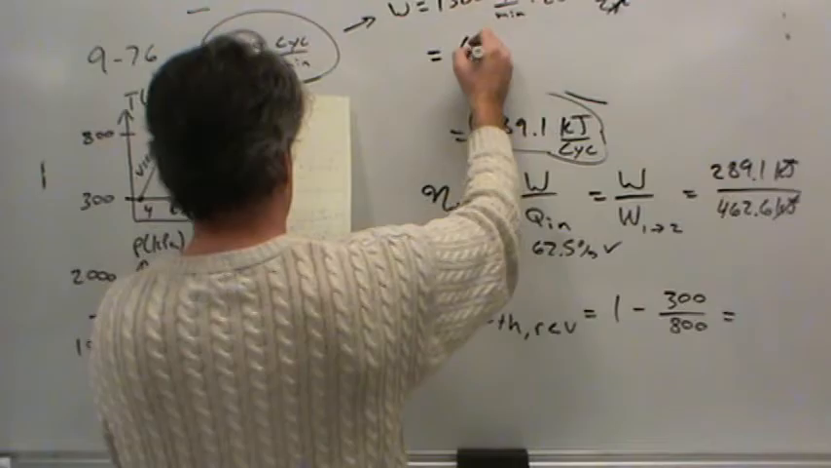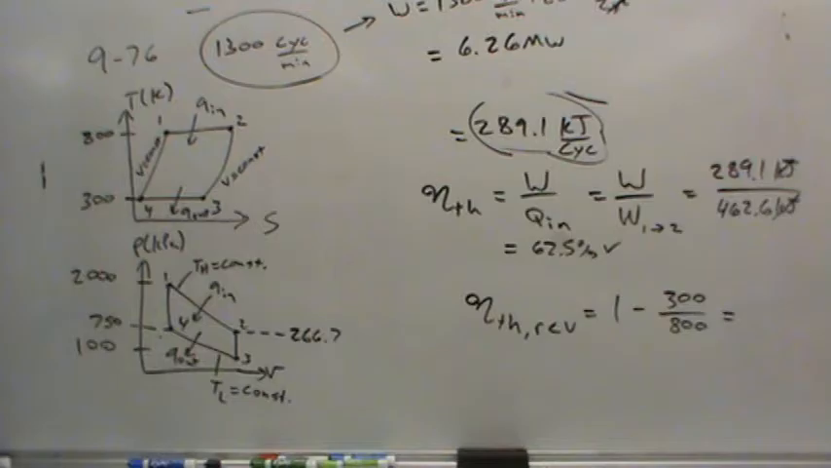Okay. And so we'd have kilojoules per minute. You can convert that to kilowatts. It turns out to be 6.26 megawatts. So this is a pretty good size engine. Okay? Questions? Comments? All right, that's it. Thank you.